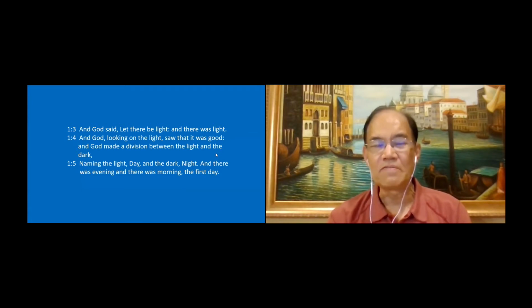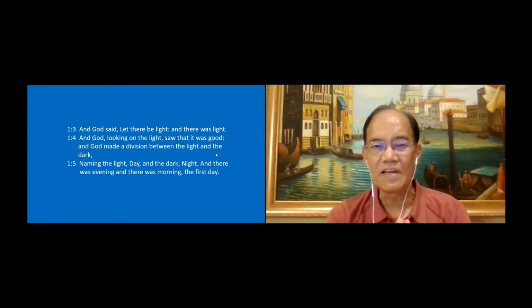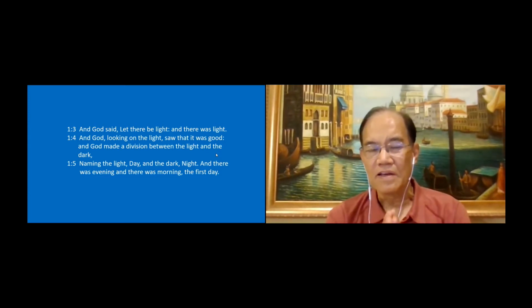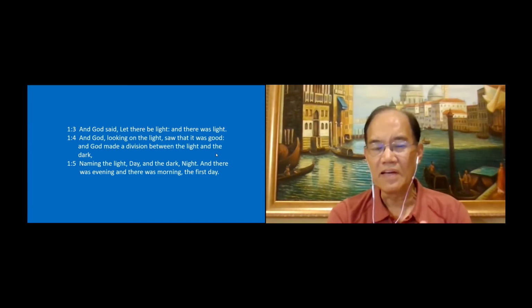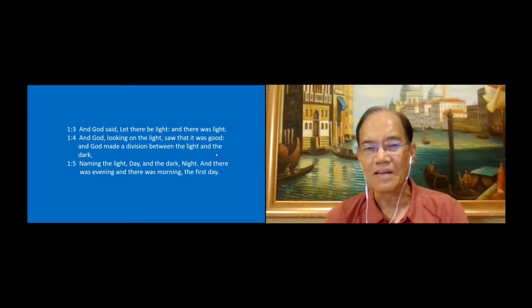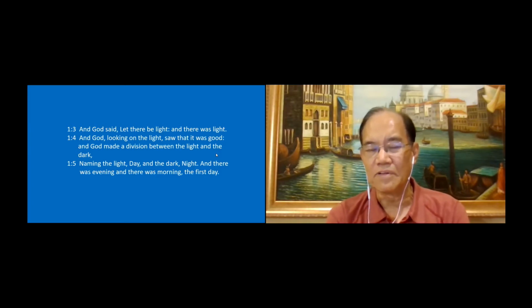In Genesis, everybody knows, God said, let there be light, and there was light. And God, looking on the light, saw that it was good, and God made a division between the light and the dark, naming the light day and the dark night. And there was evening and there was morning, the first day. Throughout God's creation, it said six times, there was evening and there was morning. But it didn't say this was morning and there was evening. God said it was evening and the morning. And the Bible didn't say night and day. It said evening and the morning.